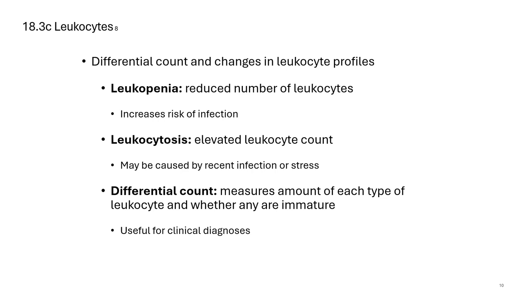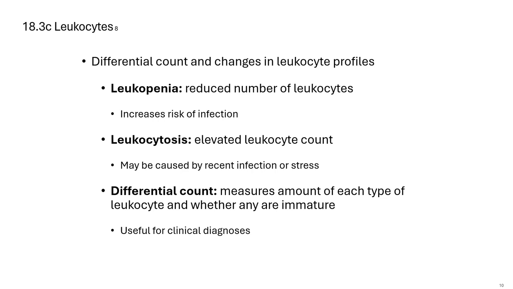Likewise, you have one that refers to an increased leukocyte count, and that's cytosis. So this ending cytosis means an elevated count. And in this case, this one may indicate an infection, right? So it may be caused by a recent infection, possibly stress, but we'll talk about it in the context of infection, right? So seeing an elevated white blood cell count on a complete blood count panel in a clinical setting could tell you that your patient is having an acute infection, right?